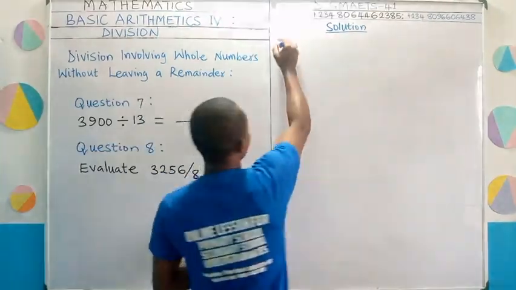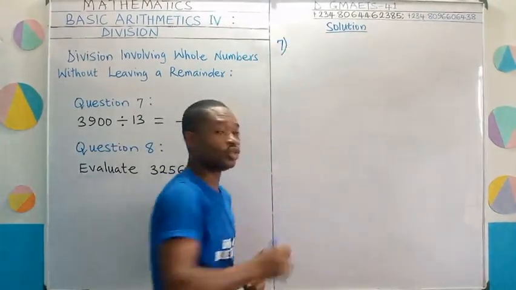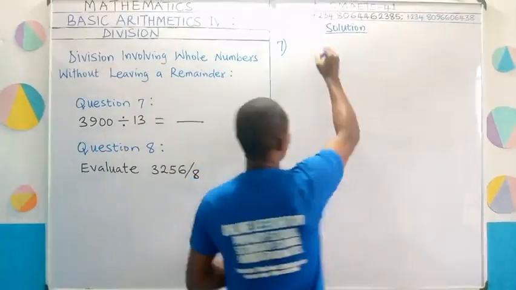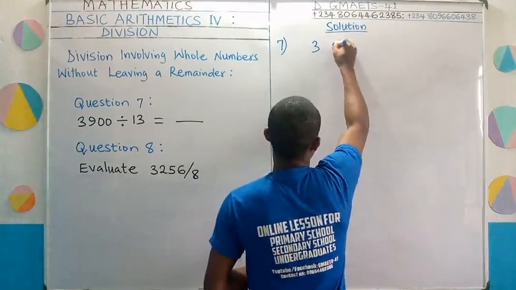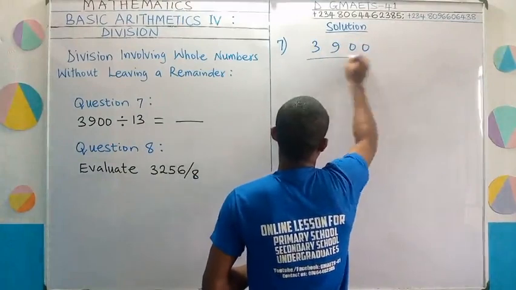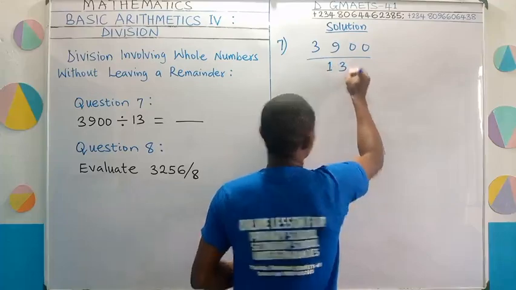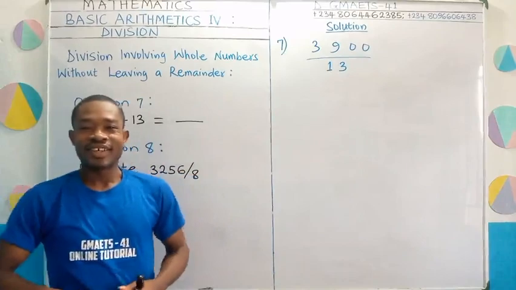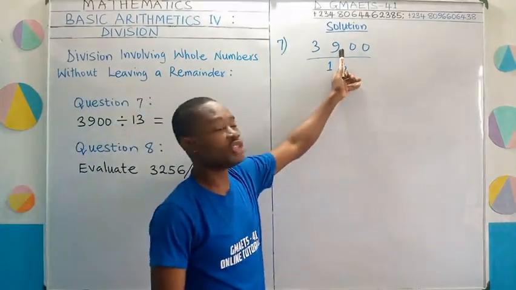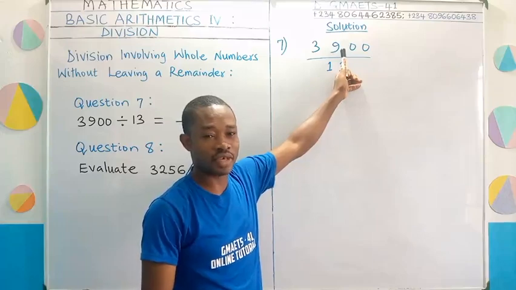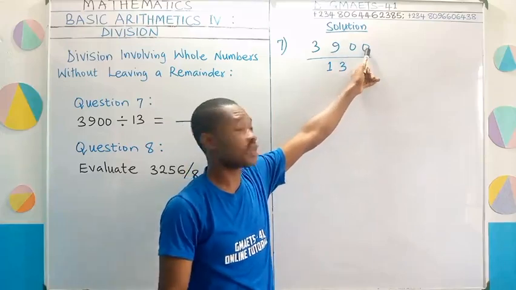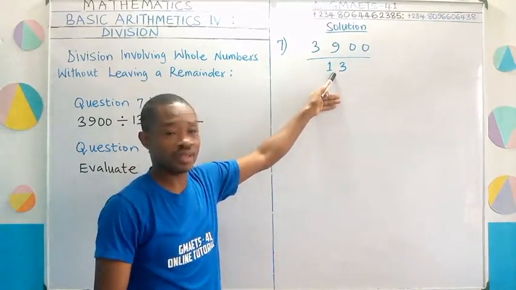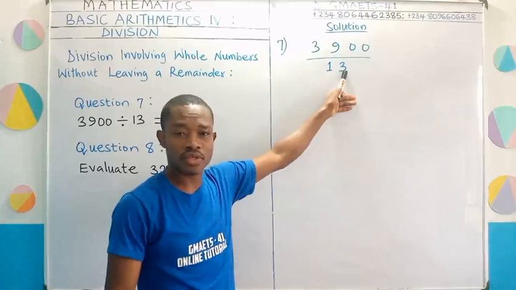We are dividing 3,900 by 13. So we need 13 times table. Start thinking about that. 3,900 over 13. So we need to go to 13 times table. Now, the last digit of this numerator, this dividend, 3,900, ends with 0. But if you look at this denominator, the denominator is 13. The last digit is not 0.